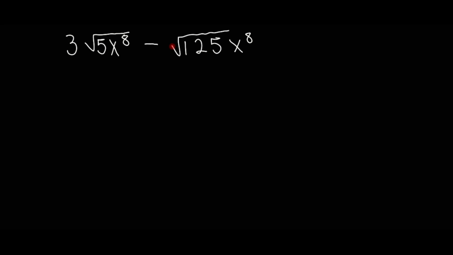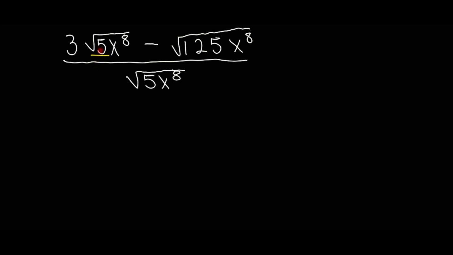And then now let's say you have minus 125 x to the power 8, and then let's say divide by root 5x to the power 8. Number one, this one is already simplified.